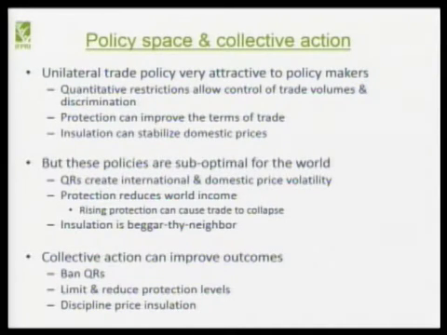Price insulation is very, very attractive. Put on an export restriction when world prices go up. Attractive to the individual policymaker, but it's beggar thy neighbour. It can't collectively reduce domestic volatility. All it can do is redistribute it. And it appears that in 2006 to 2008, it didn't redistribute it in a helpful way. It did not successfully reduce poverty by insulating the most vulnerable.